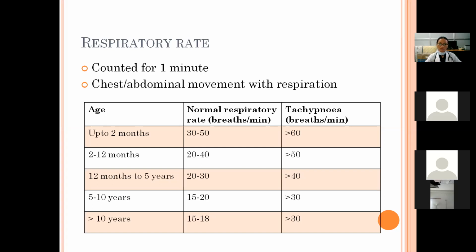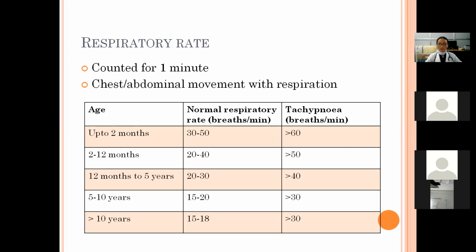Also, like pulse rate, respiratory rate varies according to the age of the child. So the normal respiratory rates according to the various age groups are: up to 2 months, 30 to 50 breaths per minute. At 2 to 12 months, 20 to 40 breaths per minute. At 12 months to 5 years, 20 to 30 breaths per minute. 5 to 10 years, 15 to 20. And more than 10 years, it is the normal adult respiratory rate, which is 15 to 18.